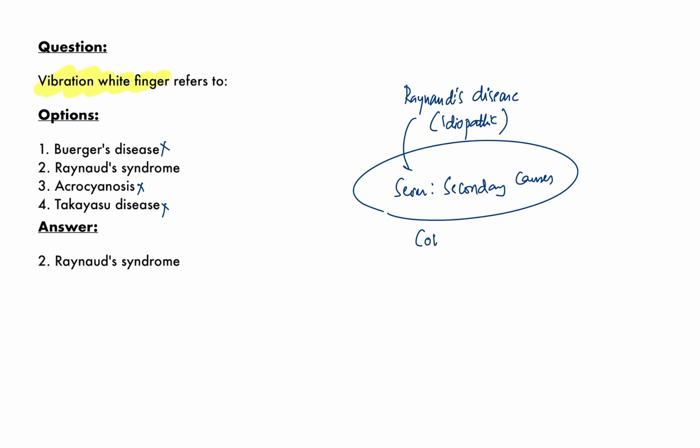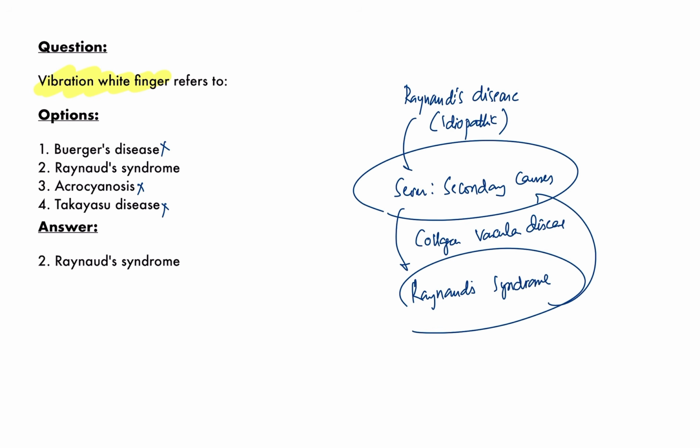Similar picture, but a more severe condition is seen because of secondary causes, and among the secondary causes, one of the important causes is collagen vascular diseases like SLE and all, right? So there also you will see this disease. Then we call it Raynaud's syndrome, not disease. Raynaud's syndrome is secondary. Raynaud's disease is idiopathic. We don't know why it comes.